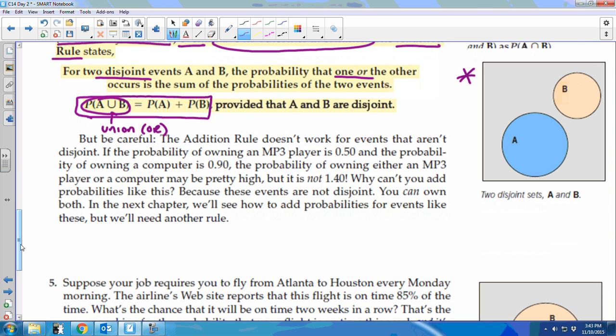If the events are not disjoint, don't add them together. So it says, if the probability of owning an MP3 player is 0.5, and the probability of owning a computer is 0.9, then the probability of owning either an MP3 player or a computer may be pretty high, but it's not 1.4. You can't just add those together because they're not disjoint. You could own an MP3 player and a computer, so there is overlap. So you can only add these two entities together if there's no overlap, no outcomes in common, disjoint events.